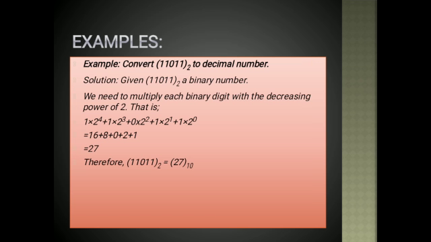Next, let's take an example to understand this. 11011 base 2. We need to multiply each binary digit by a decreasing power of 2. So we multiply and sum all the digits, and then we get 27 base 10.